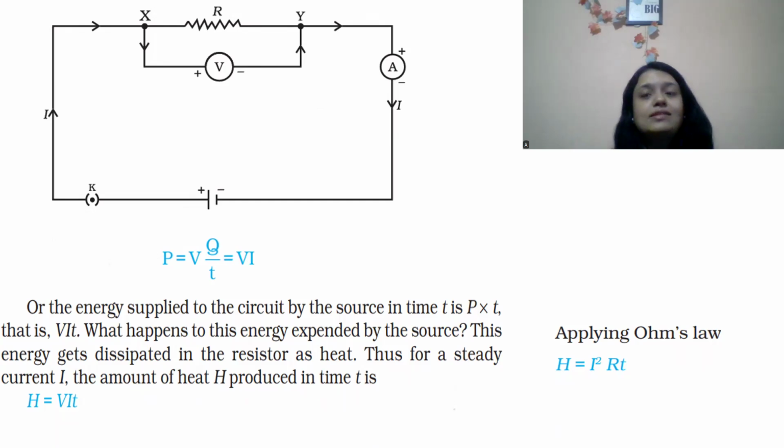Obviously, you can understand that if the current is more, heat generation will be more because it is dependent on the square of the current, which is very important. Again, resistance is another factor. The more the resistance, the more the heat will be generated. And obviously the time factor, because if you keep the circuit on for a much longer time, then again the heat generation will be more.